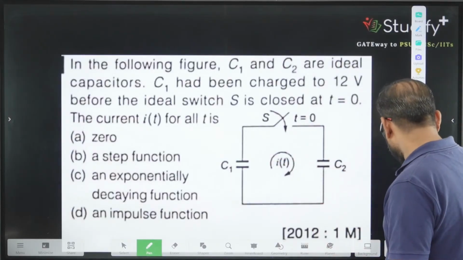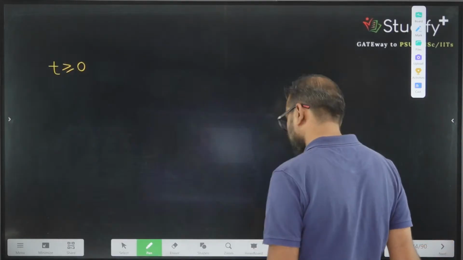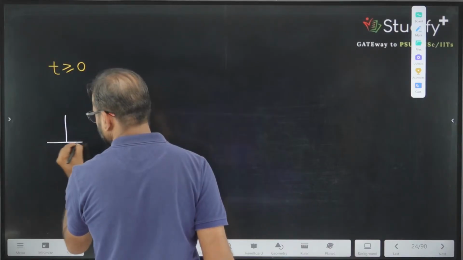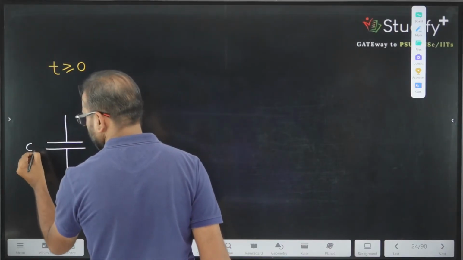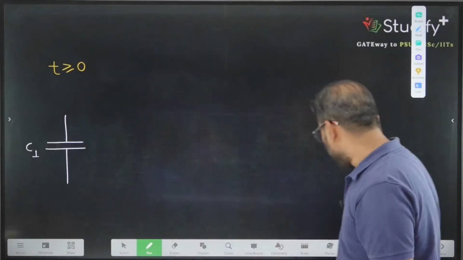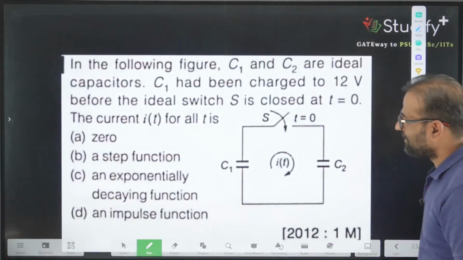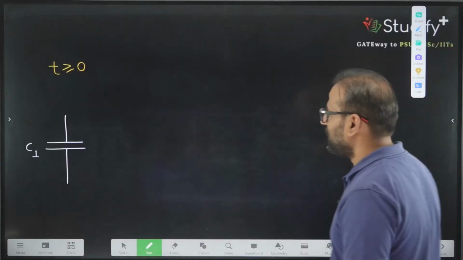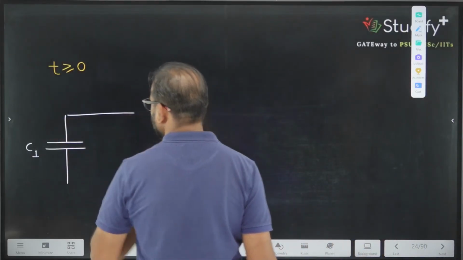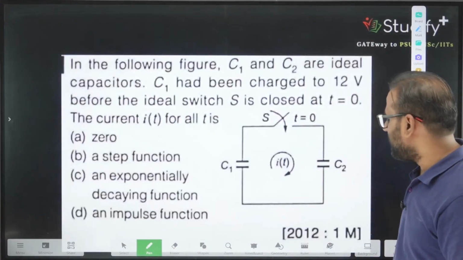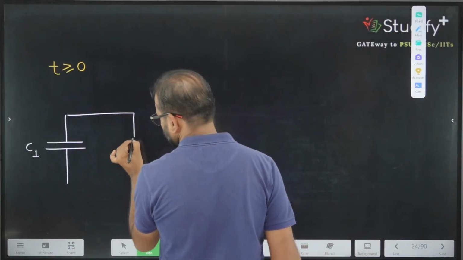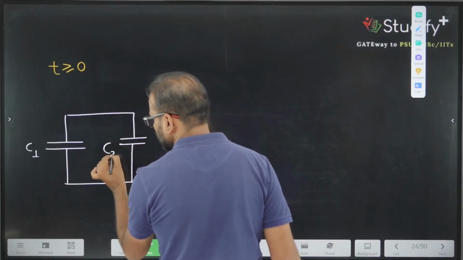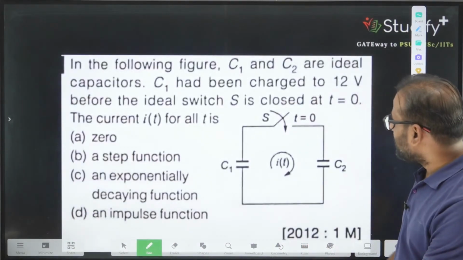C1, what is C1? This value is C1. What about the switch? So the switch is closed now. Can I say the switch is closed now? Switch is closed now means this. And what is next? We are having C2. So this is your capacitor, C1 and C2. What are they asking? They are asking the nature of current.